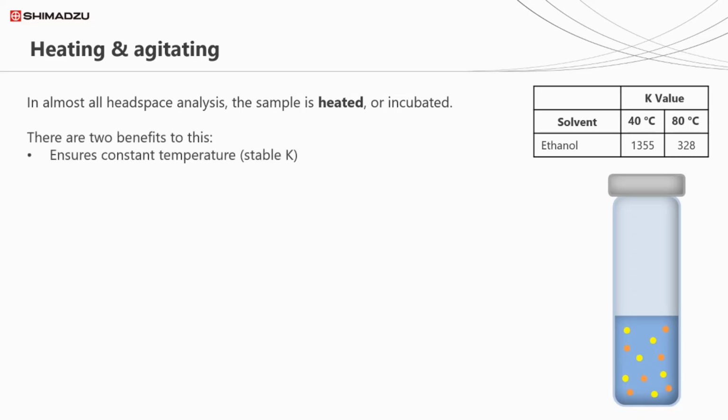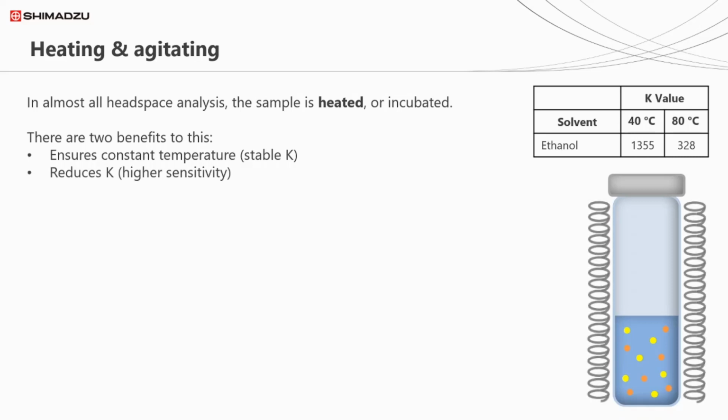Heating our sample has two key benefits. Firstly, it ensures a constant temperature and therefore gives a stable K value that's absolutely critical to highly precise and accurate measurements. Secondly, as we've said, it reduces K to boost concentration in the headspace.